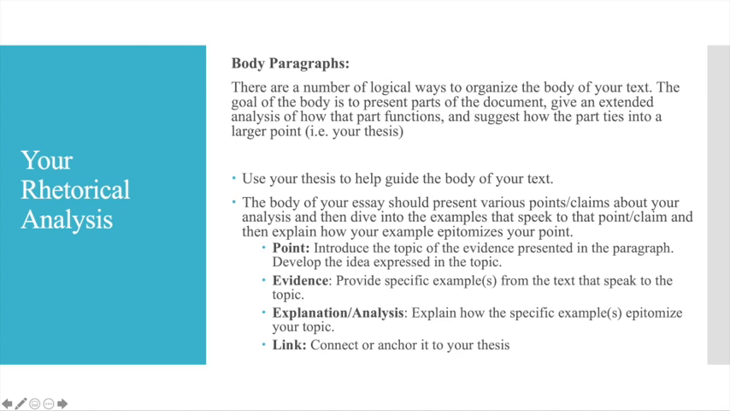So now we think about the body paragraphs of your rhetorical analysis. There's lots of ways you can organize the body of your text, and that is completely up to how you have framed your thesis. Remember, the goal of the body is to present the parts of the document, give an extended analysis of how that part functions, and suggest how the part ties into the larger point, i.e., your thesis. So use your thesis to help guide the body of your text.